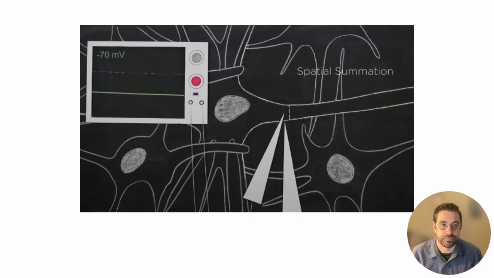Let's take a closer look at the spatial summation of two IPSPs in slow motion. Let's take a closer look at the spatial summation of one IPSP and one EPSP in slow motion. Let's take a closer look at the spatial summation of two EPSPs in slow motion.